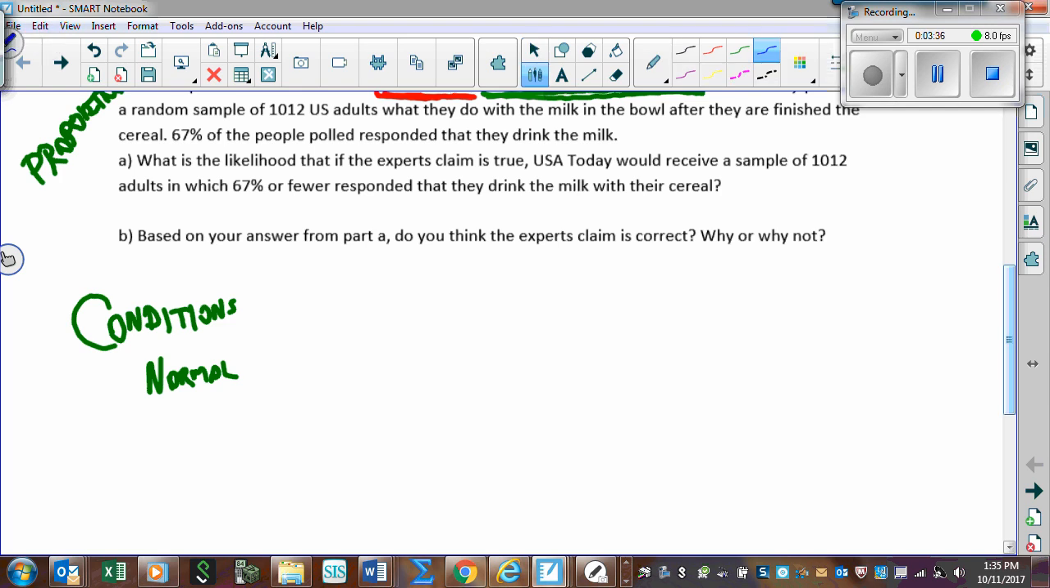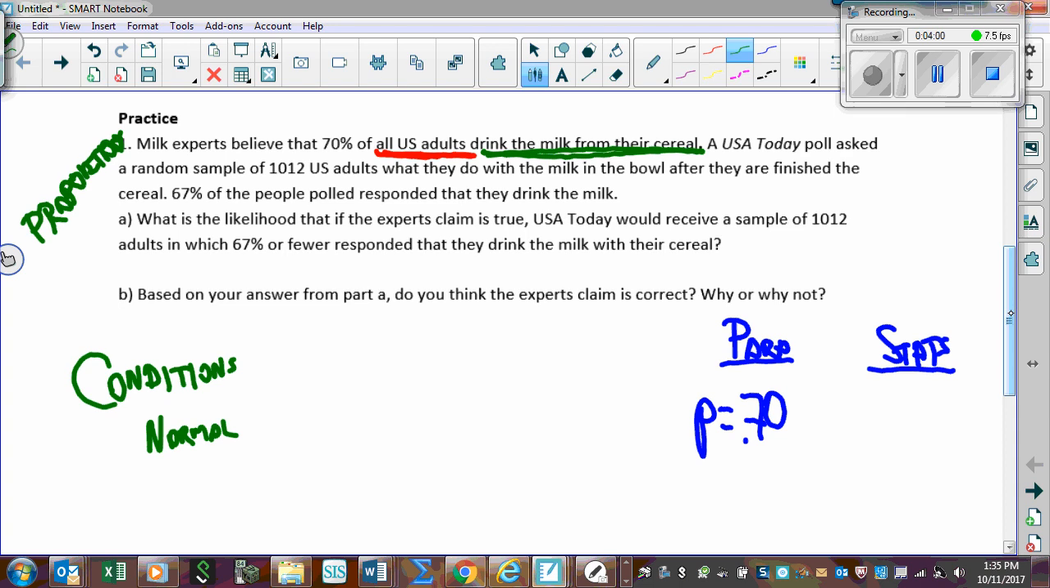So let's list out what we know and what we don't know, our parameters and our statistics. So what we know, that someone kind of magically knew that the true proportion of people in the U.S. who drank their milk was 70%. Then, from our sample, which is where statistics come from, our sample size was 1,012. And our p-hat, our sample proportion, was 67%. Sometimes they'll just give you the number of successes, and you'd have to divide that by the sample size to figure out the proportion. But they told us it was 67%.